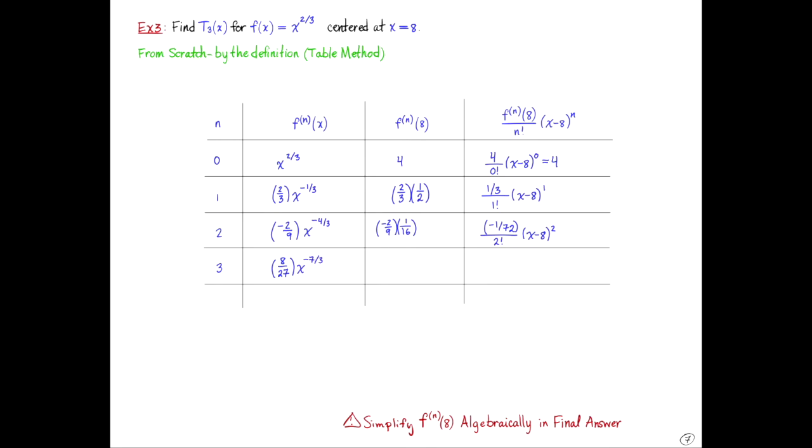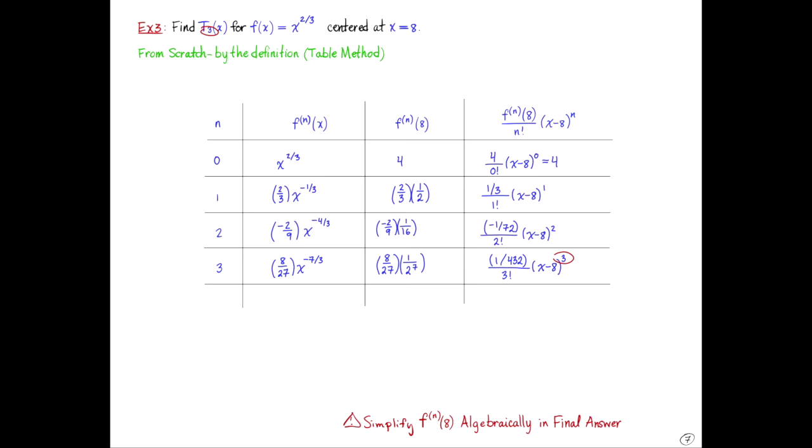Subbing in x equal to 8, we have 8/27 times 1 over, we know that the cubed root of 8 is 2. I'm just going to leave this as 2 to the 7th. In our last column, simplifying, that becomes 1 over 432 over 3 factorial times (x minus 8) raised to the 3rd power. Since we're looking for the 3rd degree Taylor polynomial, and we just found the term raised to the 3rd power, we can stop.